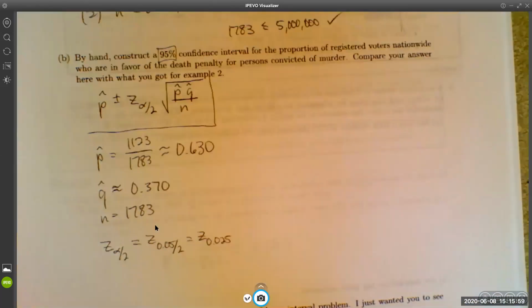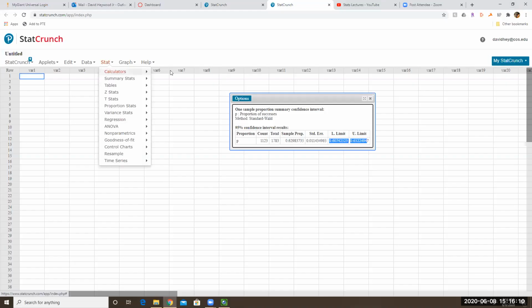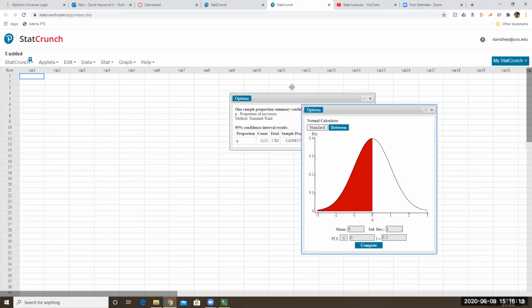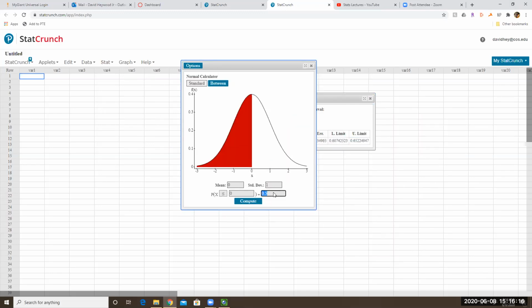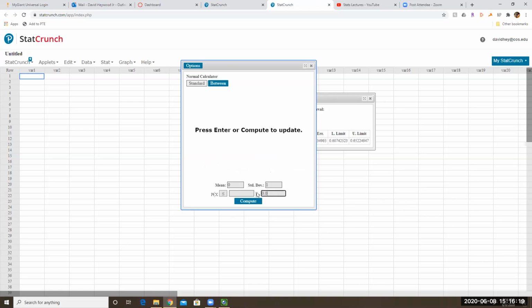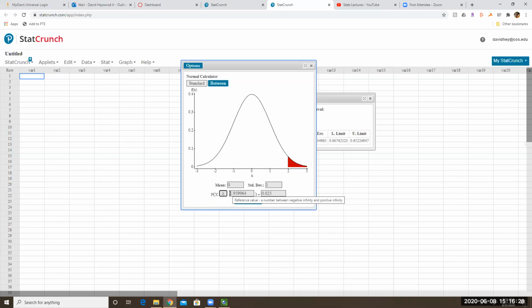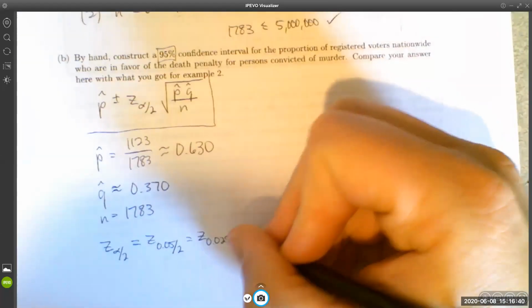What that means is that we're going to use the normal calculator, and we want the area to the right to be 0.025. So I'm going to go to the normal calculator and change the area to 0.025. We want the area to go to the right, okay? Then it shades in that critical region, and there's the critical value. Rounding to 2 decimal places, we would call this 1.96. So this is approximately 1.96.